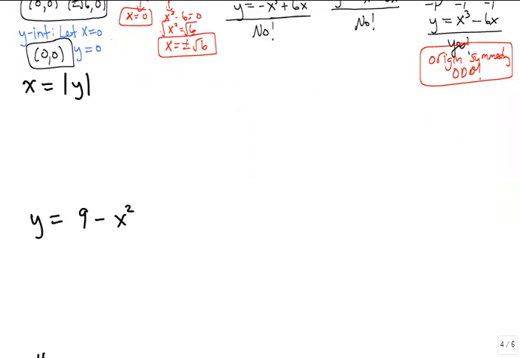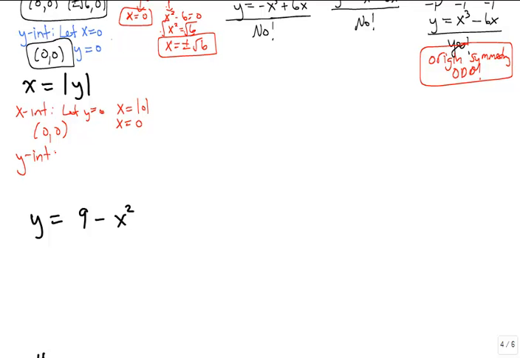All right, let's try another example. So x equals absolute value of y. Let's find the intercepts first. To find the x-intercept, you're going to let y be 0. So if I plug in a 0 on this side, I'm just going to get x equals absolute value of 0, which is just x equals 0. So 0, 0 would be that x-intercept.